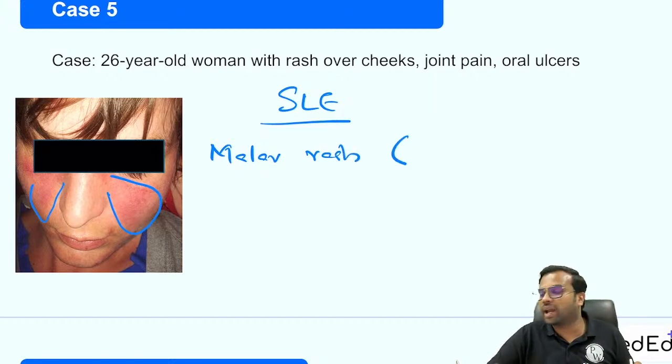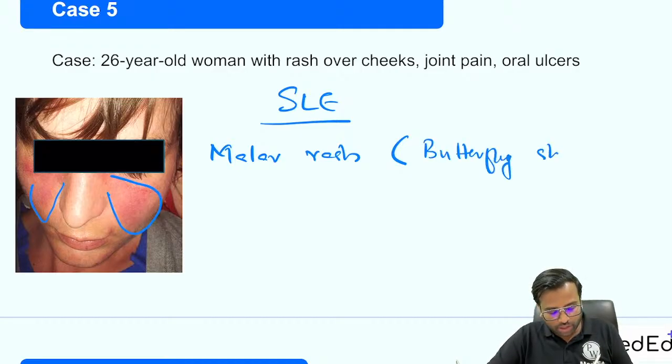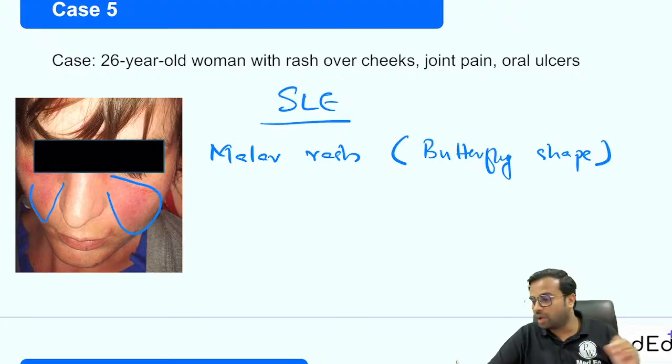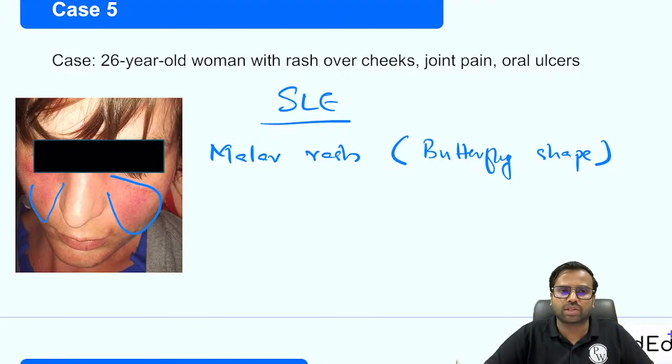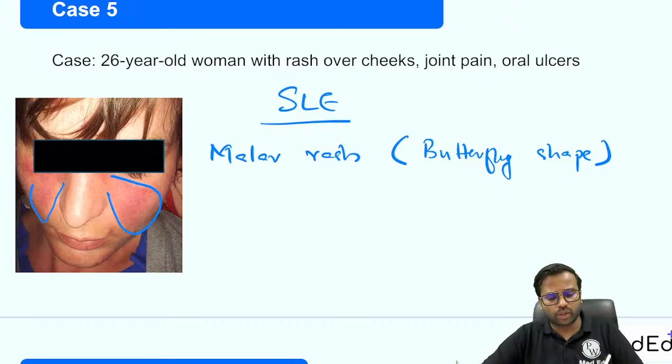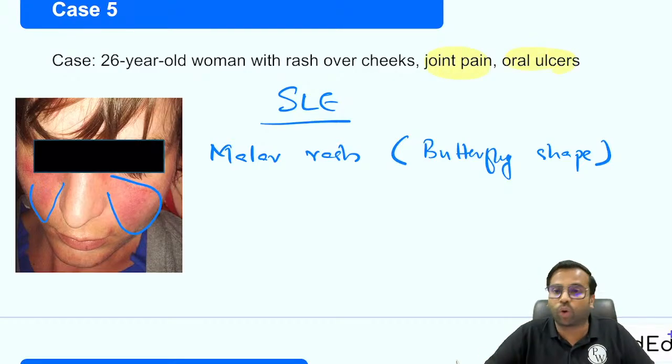So what does a malar rash mean? Yes, classic butterfly shape. Excellent. So this is the butterfly shape, and there is a sparing of the nasolabial folds. So all these symptoms, like joint pains or aphthous ulcers or oral ulcers, all these things are very, very typical of systemic lupus erythematosus.